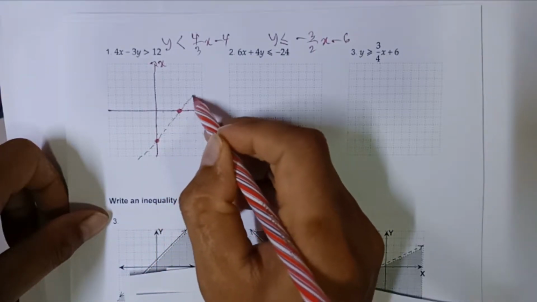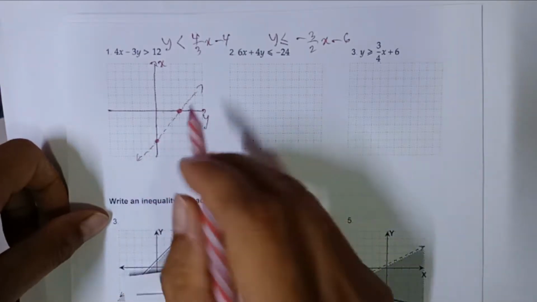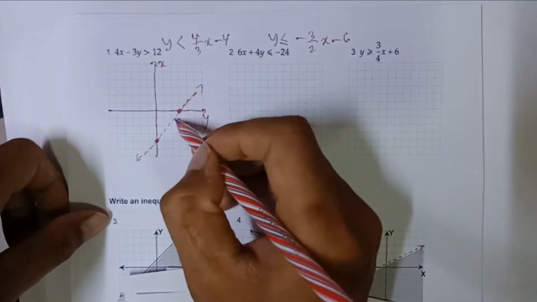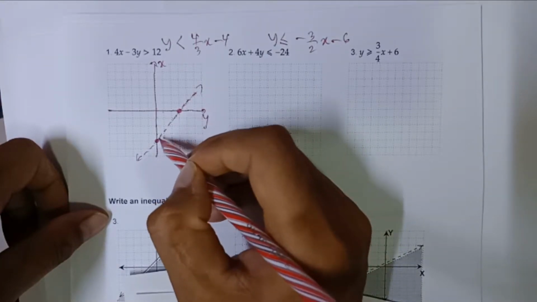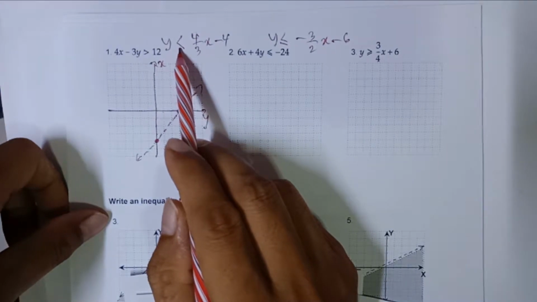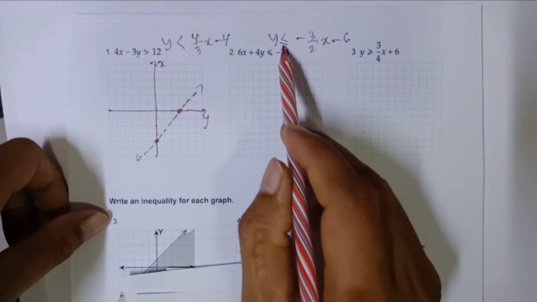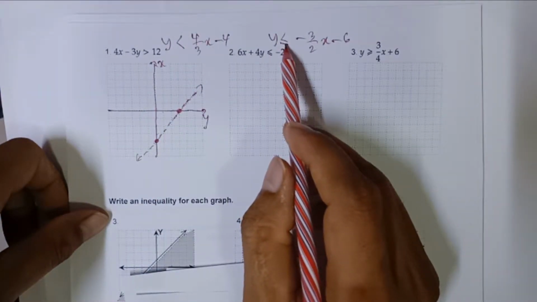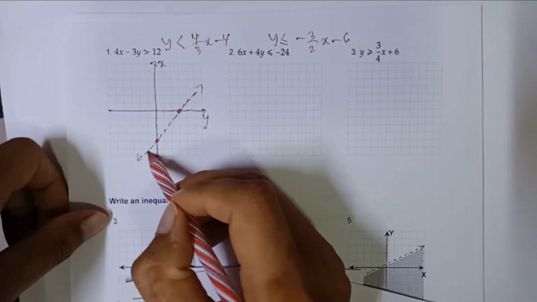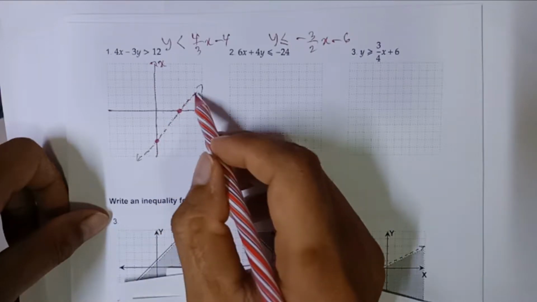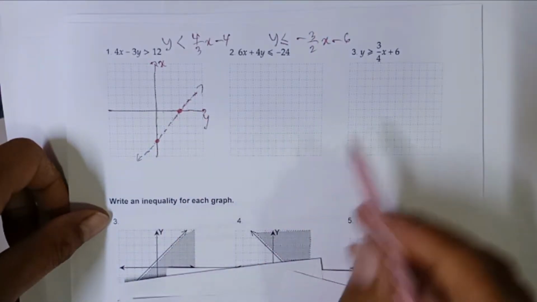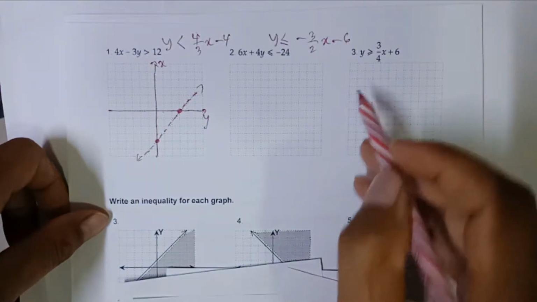And this is a dashed line, not a solid straight line. Make sure it's dashed because the sign right here is just less than. This one, less than or equal to, is going to give us a straight solid line, which means you have no dashes. The same with this, it's going to be a solid line.